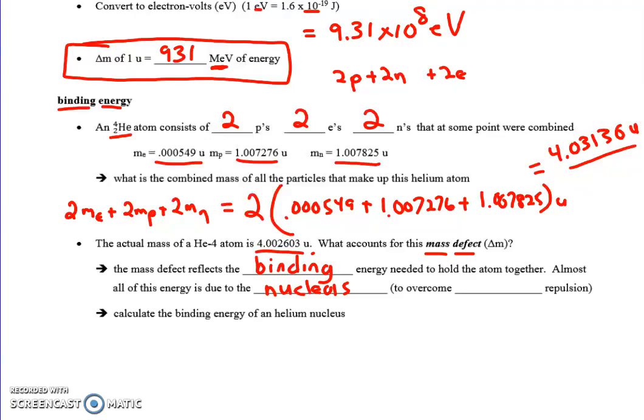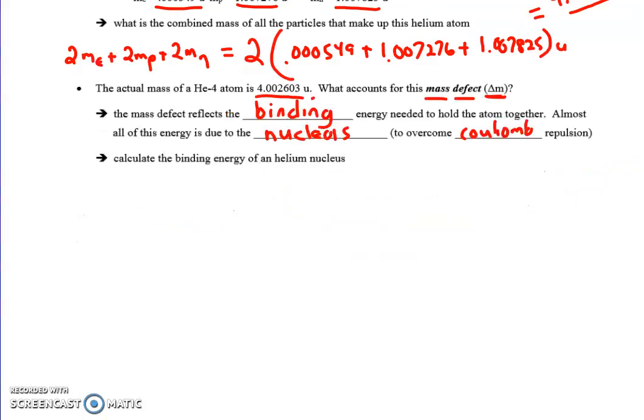The reason we need this binding energy is because you're cramming all these protons, or in this case just 2 protons, in a very, very, very small space. They want to repel each other, so you need that energy to overcome the Coulomb repulsion that comes from putting positives in a very, very, very small space. So we want to understand, if there is a difference in mass between the constituents and the whole, how much energy was given up by this loss in mass. That's where our MeV conversion factor is going to come in very handy.